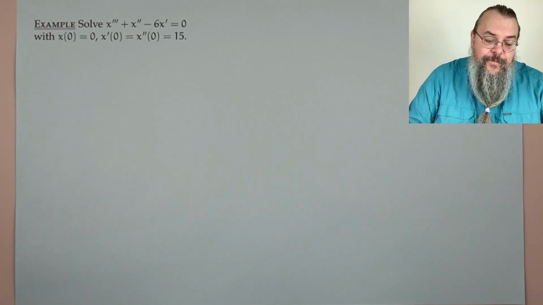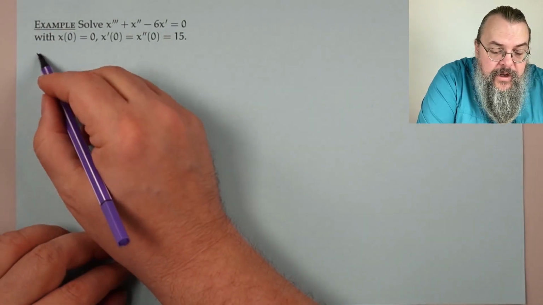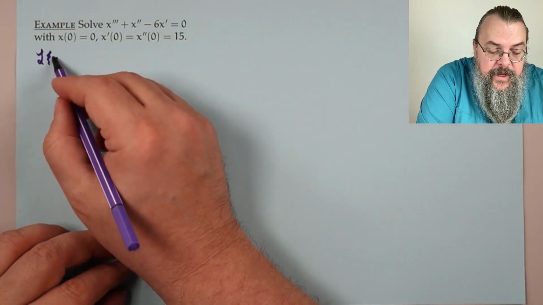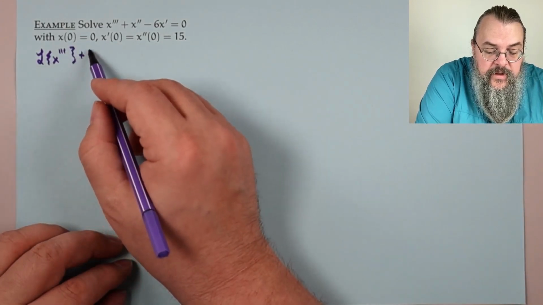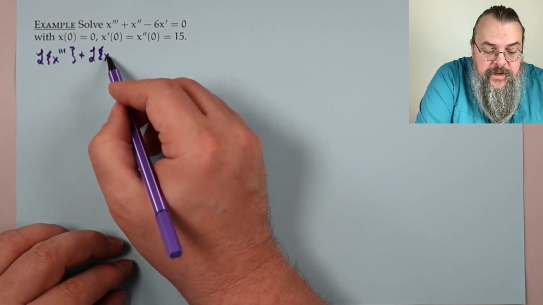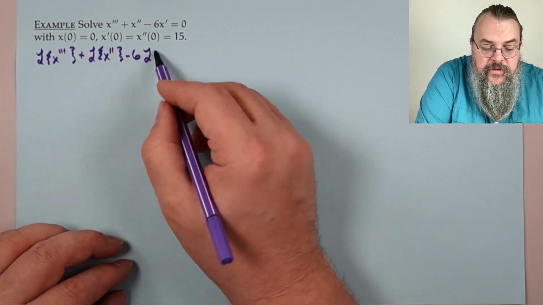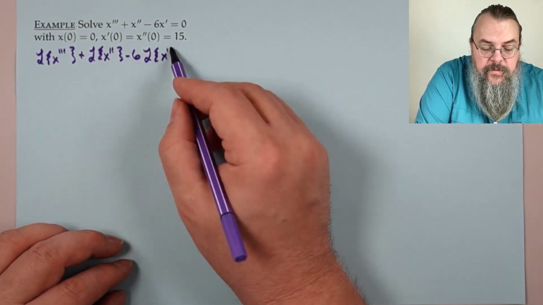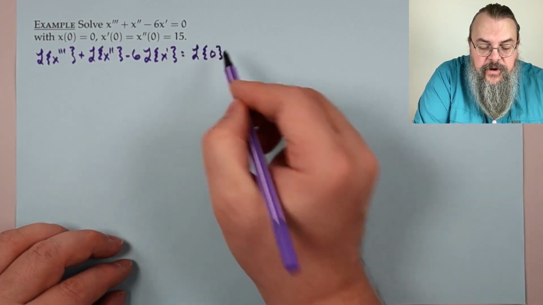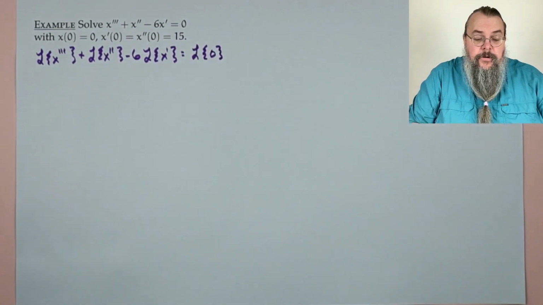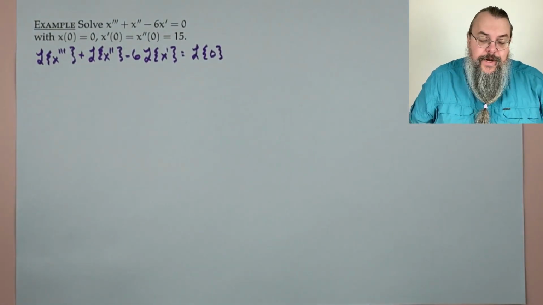So we start by taking the Laplace transform of both sides. So Laplace transform of x triple prime plus Laplace transform of x double prime minus 6 Laplace transform of x prime is equal to the Laplace transform of 0. Now, the Laplace transform of x triple prime is what?